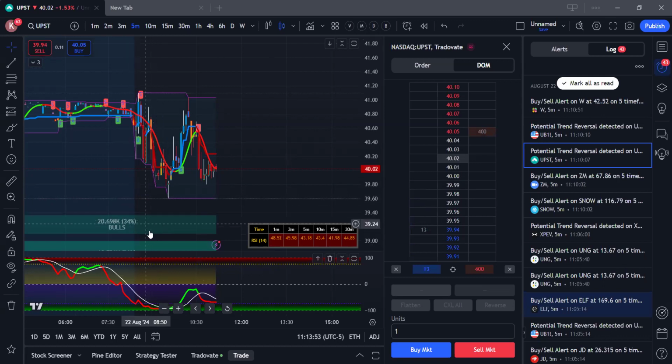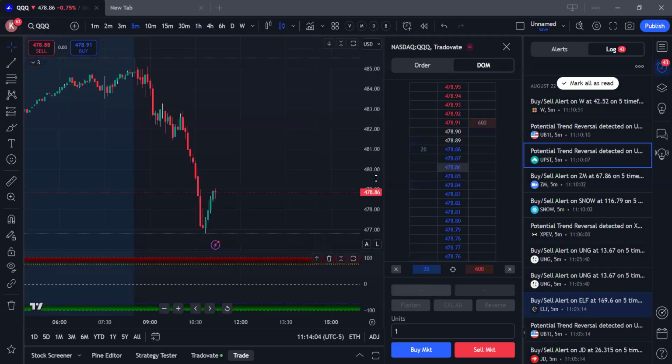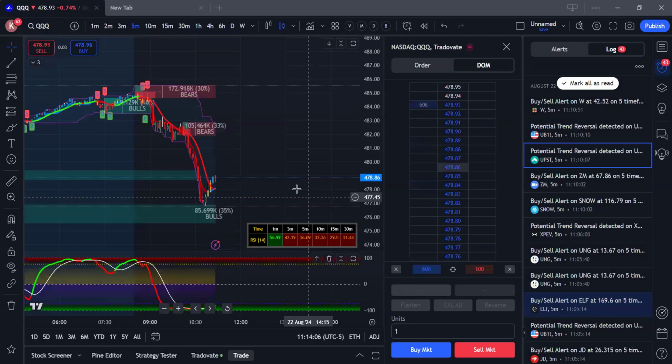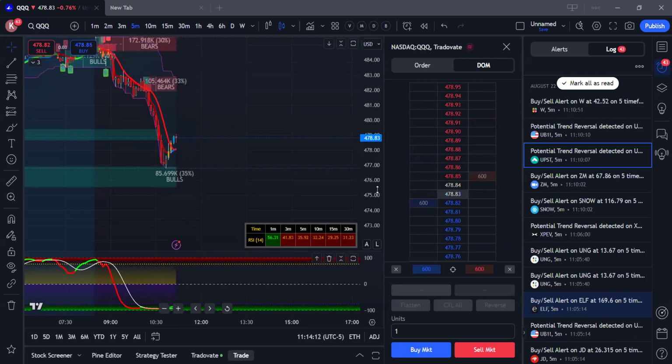If UPST comes to this region, that is a good one to buy calls. As of now, we can wait for some more time. QQQ touched this. We are waiting for a buy signal now.